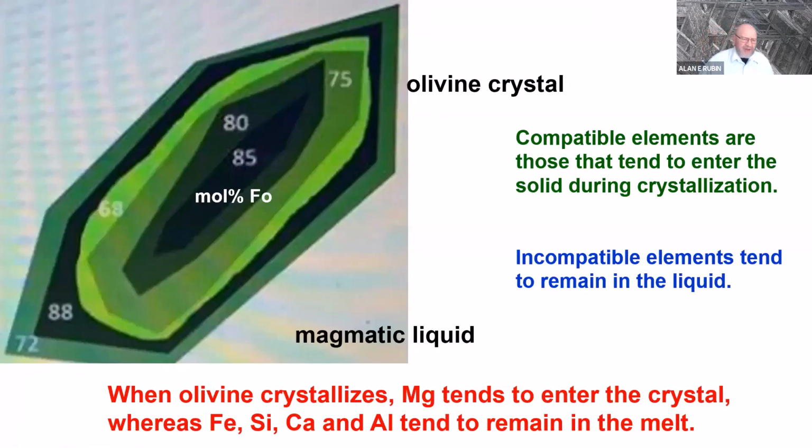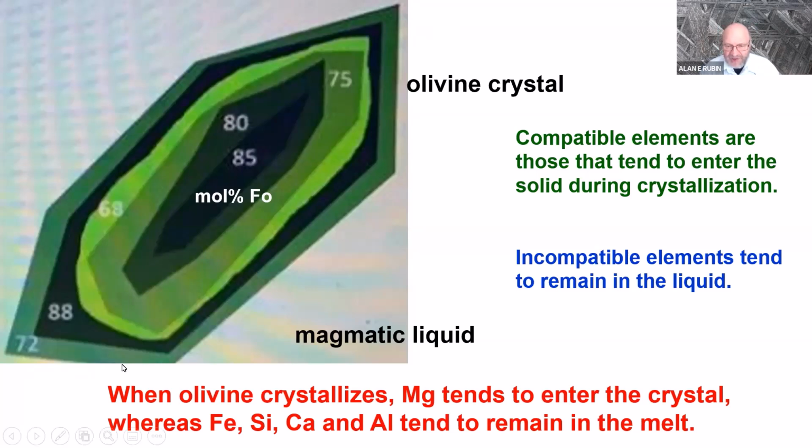Okay, I want to talk a little bit about compatible elements and incompatible elements during crystallization. Here we have a schematic diagram of an olivine crystal surrounded by a magmatic liquid. Compatible elements are those elements that tend to enter the solid, the crystal, during crystallization. The incompatible elements are not compatible with the crystal, hence the name, and they tend to remain in the liquid.